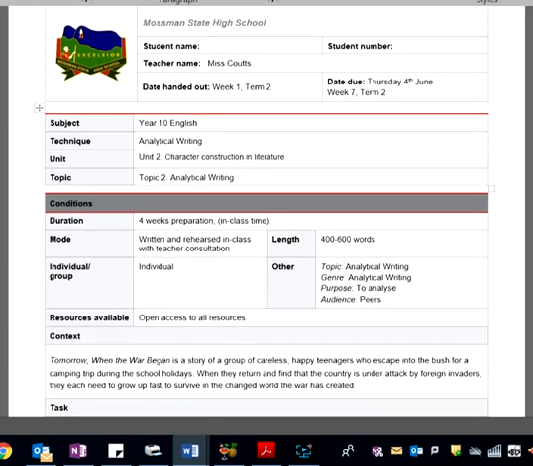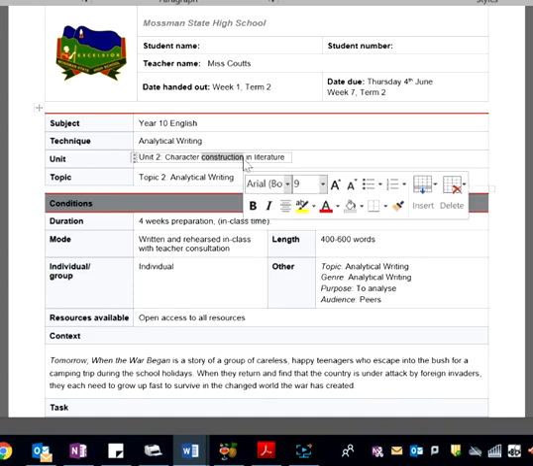Obviously, we're in Year 10 English. We're writing an analytical essay. We're in Unit 2 and it's called Character Construction in Literature. Literature means books. So we've read a book and we're looking at how the characters are constructed. Do you remember another word for construction or constructed? It means create, basically. So we're looking at how the author, who's John Marsden, has created characters in the book.